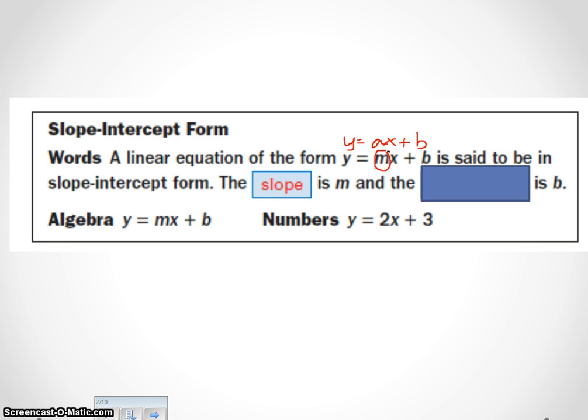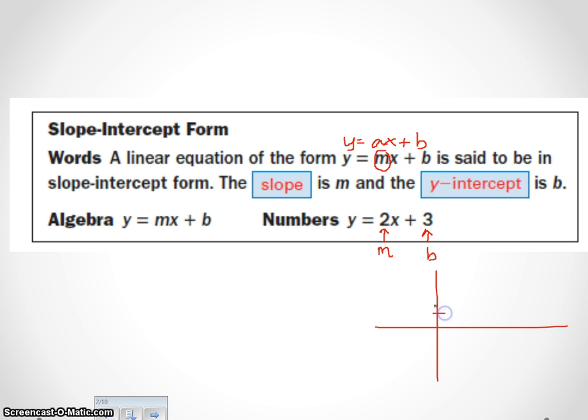The only difference is that we now say that m, which used to be our a, is the slope. We found slope in the last lesson. The b is your y-intercept. In this example, 2 is your m, that's your slope. 3 is your b, the y-intercept. That means that if I draw this line, it is going to cross on the y-axis at 3.